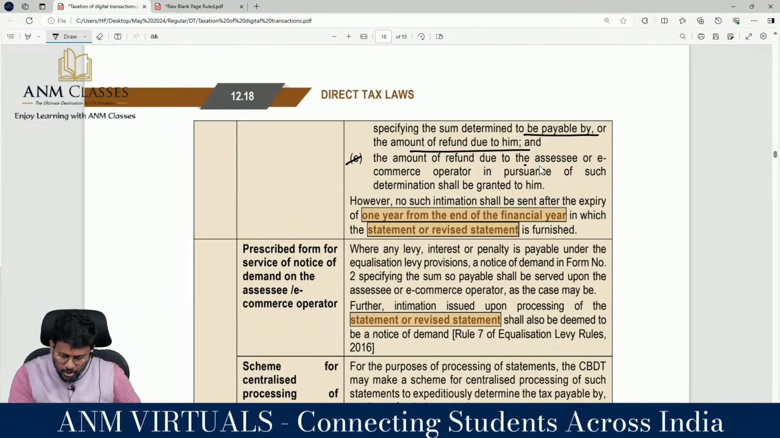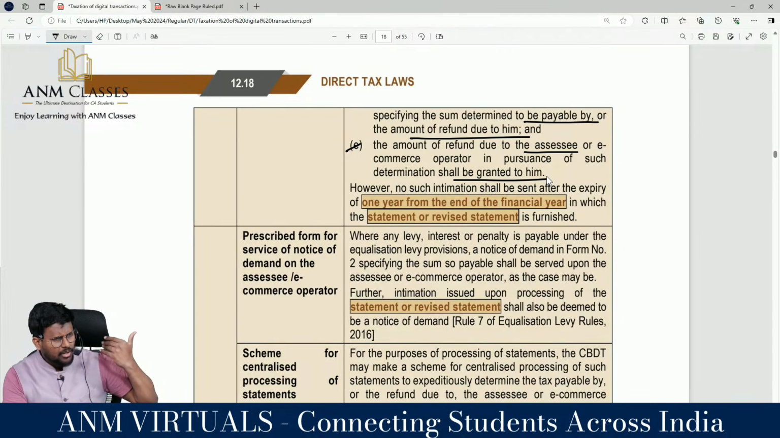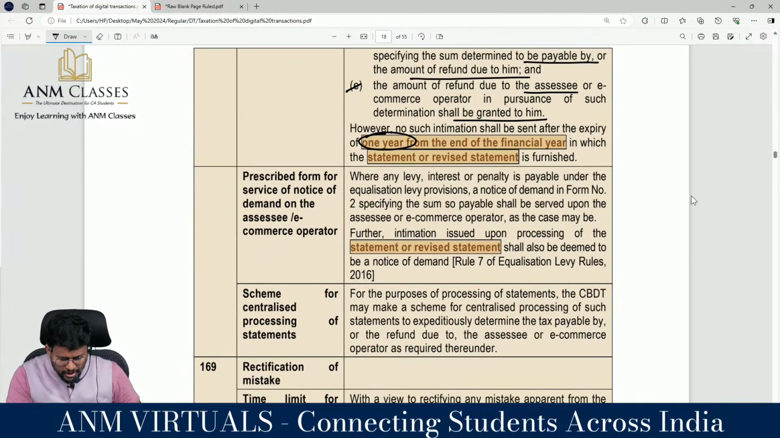The amount of refund due to the assessee or e-commerce operator in pursuance of such determination shall be granted to him. However, no such intimation shall be sent after the expiry of a year from the end of the financial year in which a statement or revised statement is furnished.